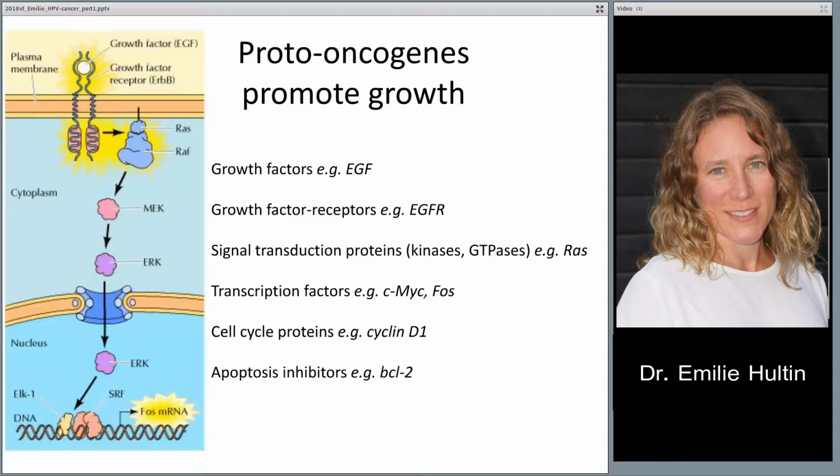So here we have some examples of different proto-oncogenes that promote cell growth. We have growth factors. One example is EGF. And we have growth factor receptors. We have signal transduction proteins that send the signals from the cell membrane into the nucleus. We also have transcription factors and cell cycle proteins like the cyclins. And then we have apoptosis inhibitors that inhibit cell death.